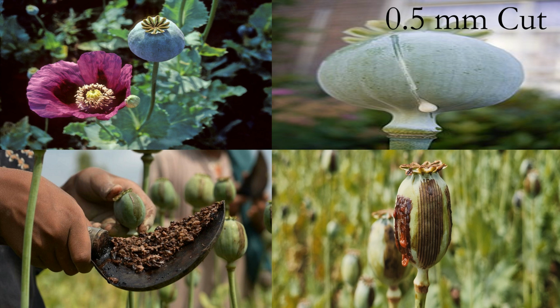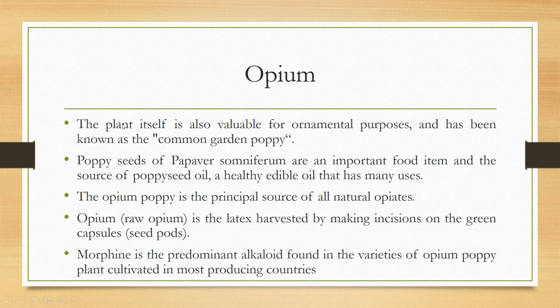It is known as posta in India. Next, the plant itself is also valuable for ornamental purposes and is known as the common garden poppy. Poppy seeds of Papaver somniferum are also used as food items in some countries. It's also a good source of poppy seed oil, a healthy edible oil that has many uses. The opium poppy is the principal source of all natural opiates.